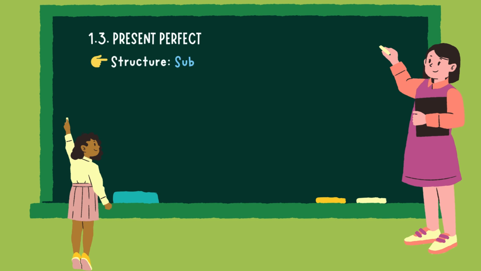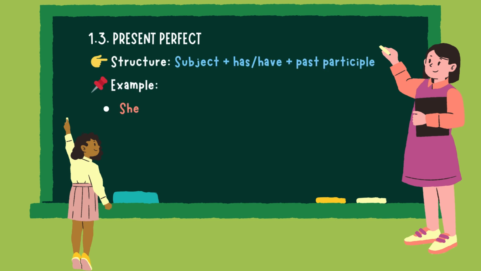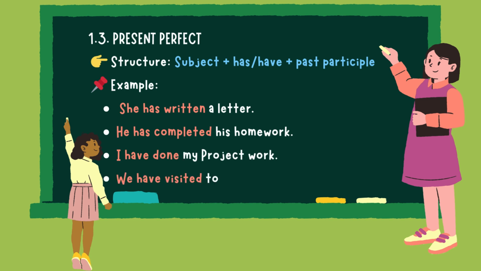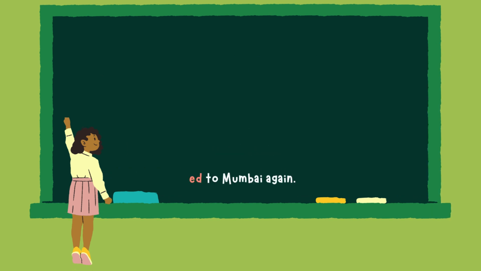1.3, present perfect. Structure: subject plus has, have plus past participle. Example: she has written a letter. He has completed his homework. I have done my project work. We have visited Mumbai again.